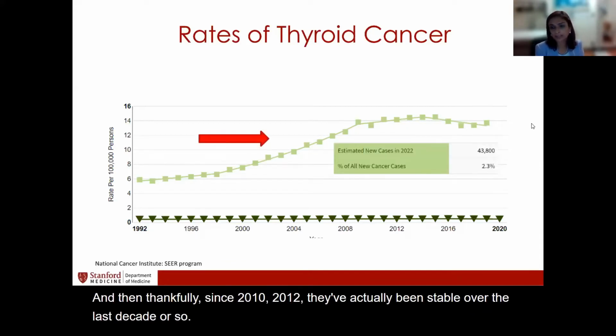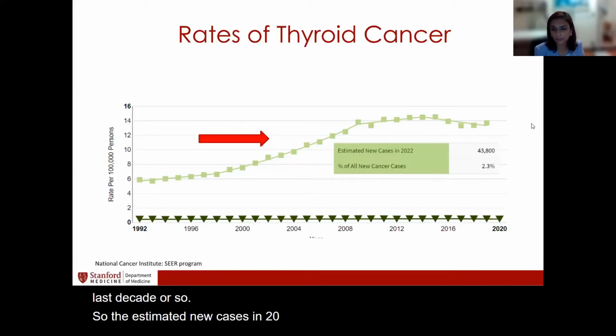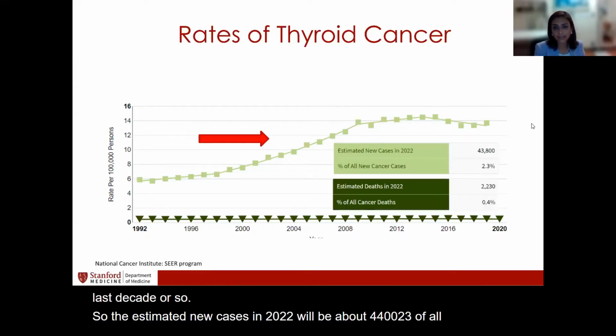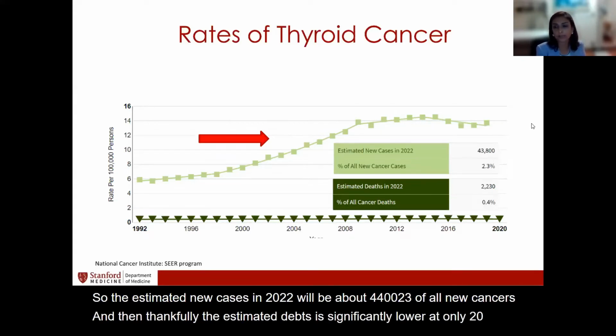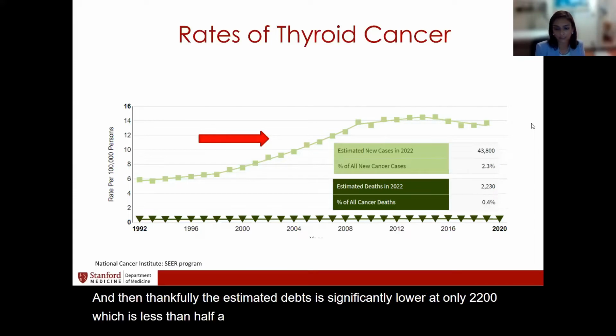Okay, so the estimated new cases in 2022 will be about 44,000, 2.3% of all new cancers. And then thankfully, the estimated deaths is significantly lower at only 2,200, which is less than 0.5% of all cancer deaths.